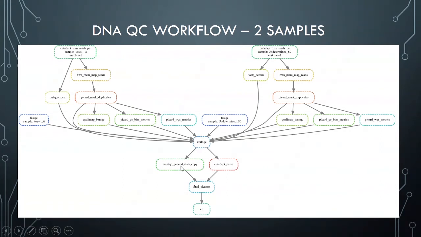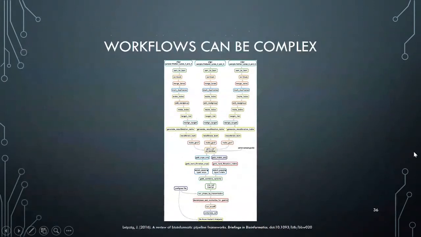And then here I have a couple different things, because I copy back some of the information from MultiQC that it parses out, and then do some final cleanup of the files, and then that parses to all. And so that just allows it to call all the upstream steps. And so, like I said, this is a relatively simple pipeline, even though there are quite a few steps per sample. Here's an example of one that's not as simple.